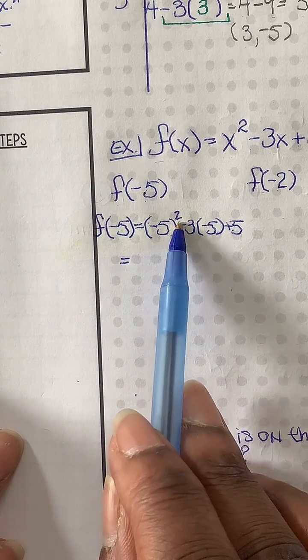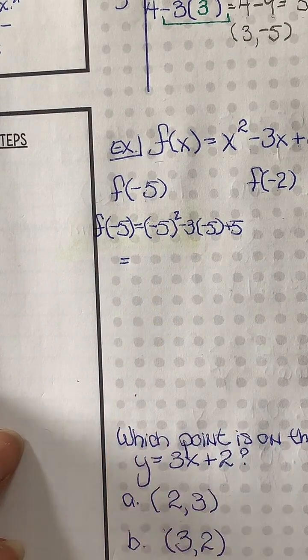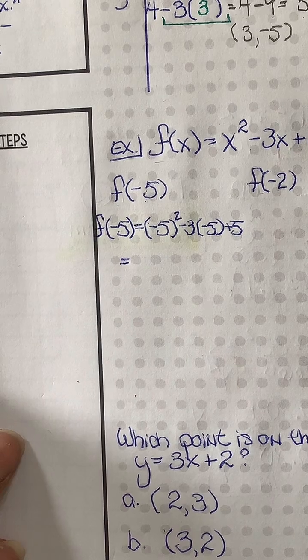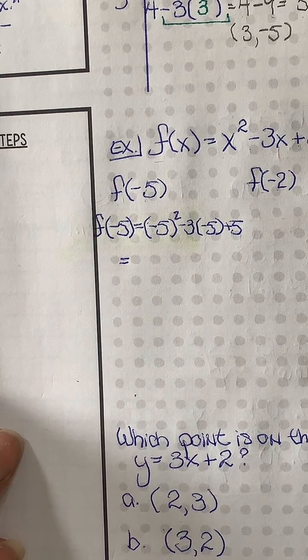Now, -5 squared, what does that give me? This is actually Algebra 1, but it's a little review in Algebra 2, usually first semester. Okay, good, 25. Yes, 25.